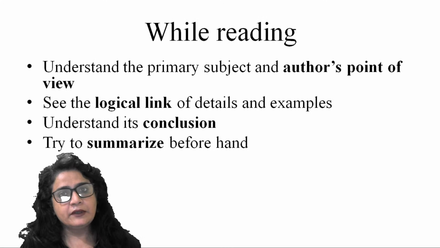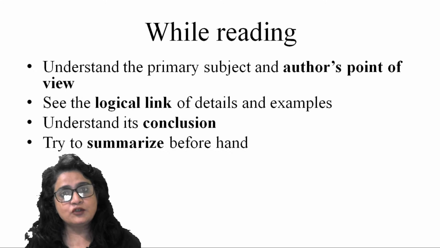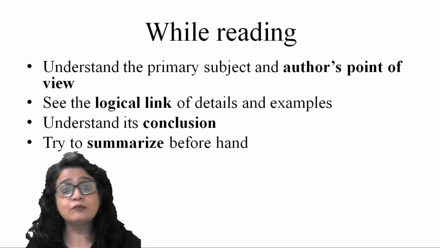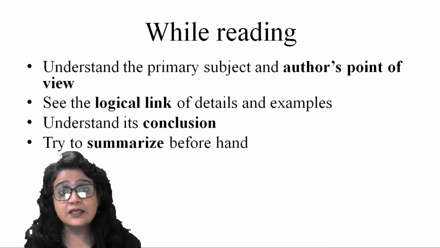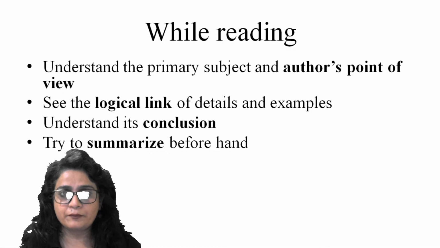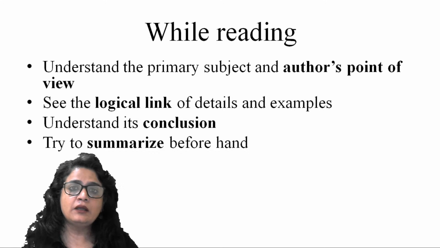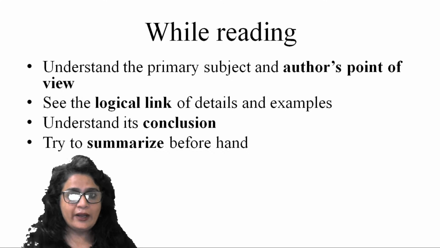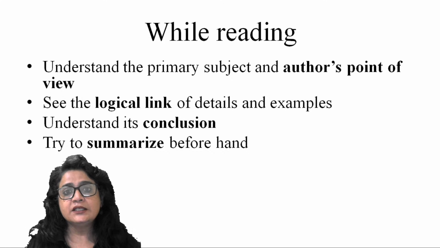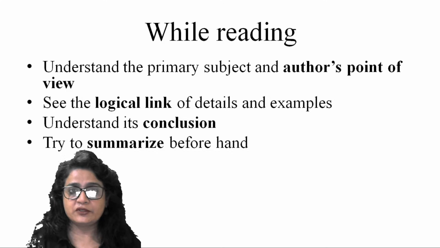Now, when you attempt these questions, what are you required to do in order to minimize your time, retain the message, and come to the right answer, the right summary? First, understand the primary subject and the author's point of view. As we have already discussed in one of the RC classes I took, there is a subject and there is a scope. So you understand that this is the subject and this is the author's opinion on that subject. While reading, see how the author has developed his opinion, or which sentence exhibits the author's point of view on the subject.